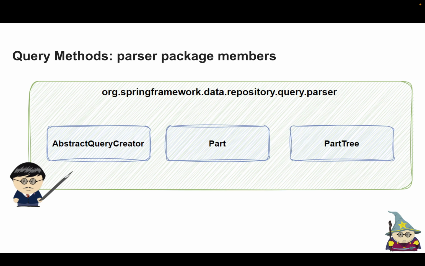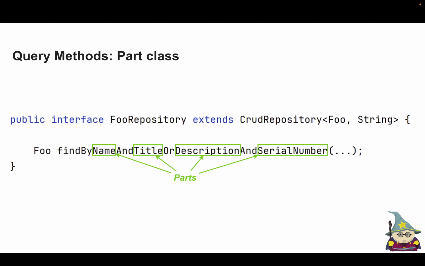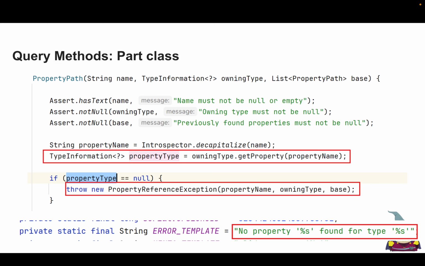This functionality is provided by the query parser package classes, and the smallest piece of this functionality is the Part class. The Part class holds the information about the property path, which is the name of the property we are filtering by, and the type definition for this property. If we take a look at the method we mentioned previously, all these parts of the method name will be parsed as Part classes.